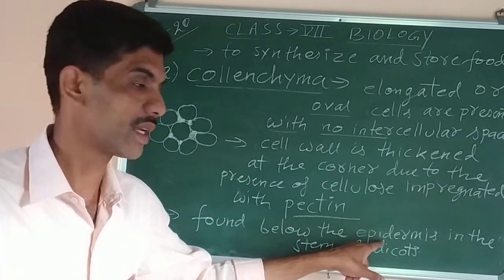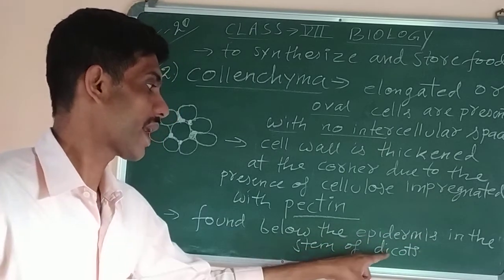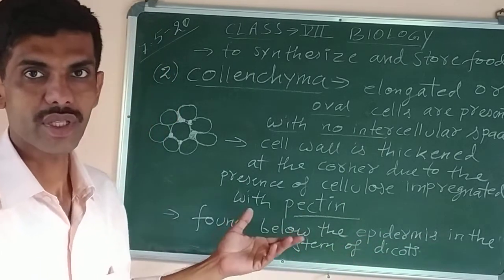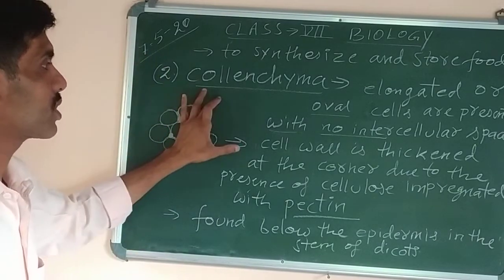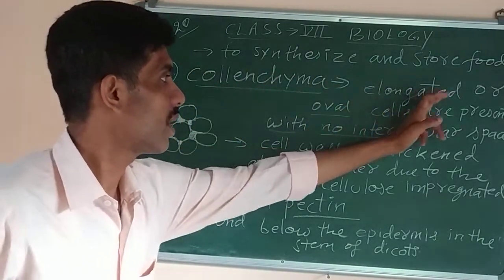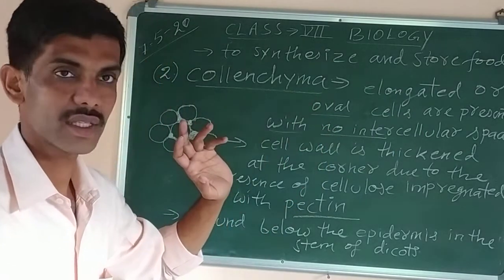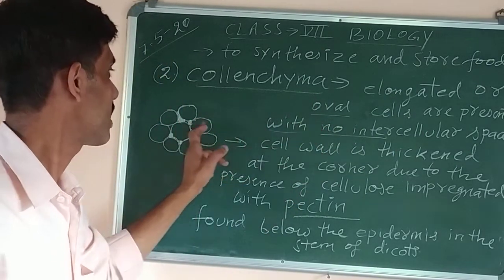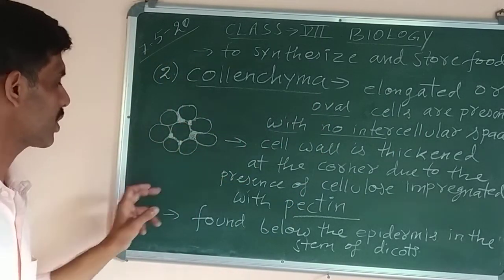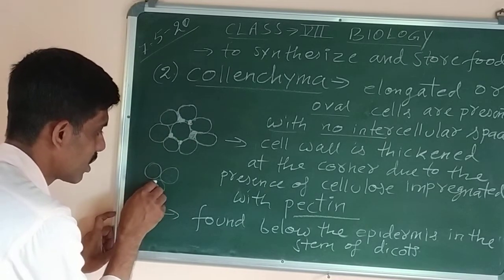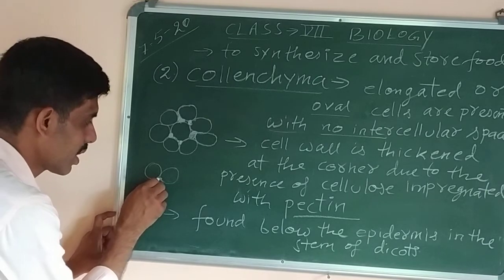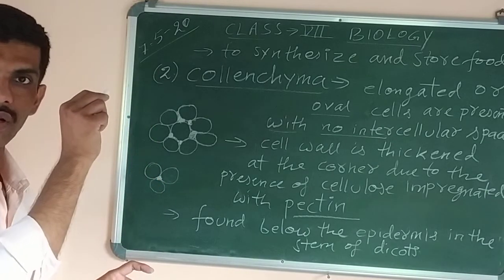If you study the TS, you can see in the stem of dicot plant, means the plants in which the seeds contain two cotyledons. So second ground tissue is parenchyma. It is made up of elongated or oval cells, and the cells have no intercellular space. You can see there is no gap present between them. Like this, if I have drawn a cell, this one also a cell, the gap is not there. Why? Because it is already filled with pectin and cellulose.